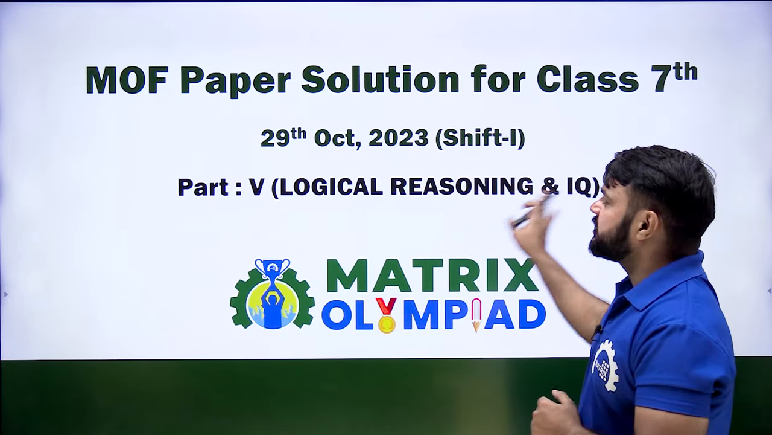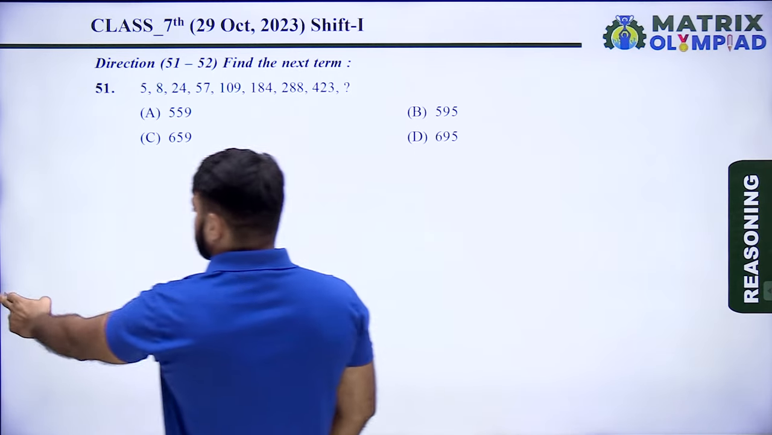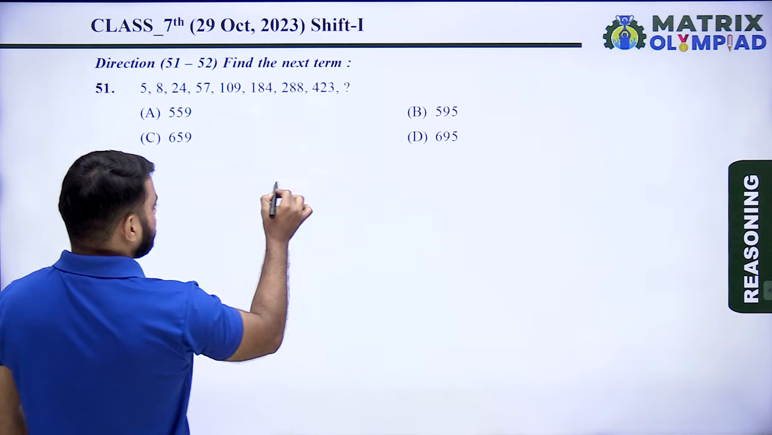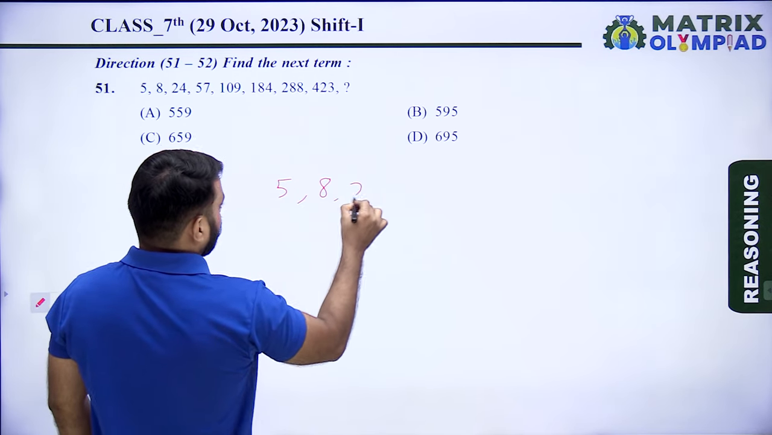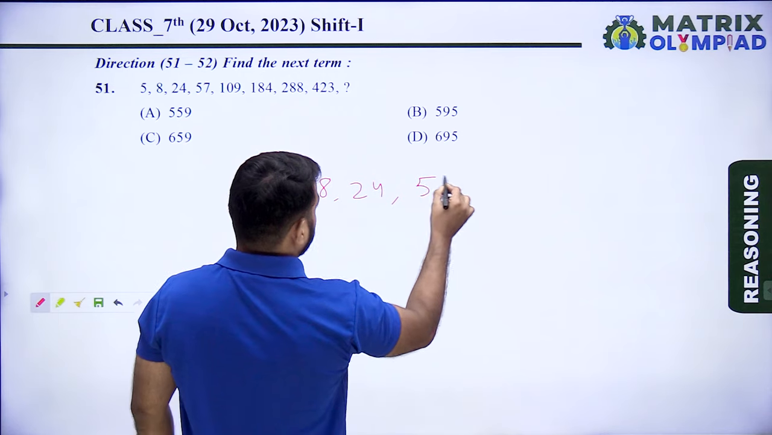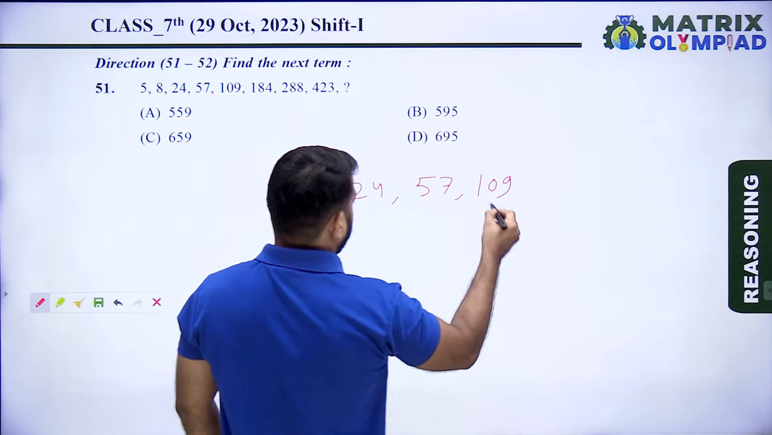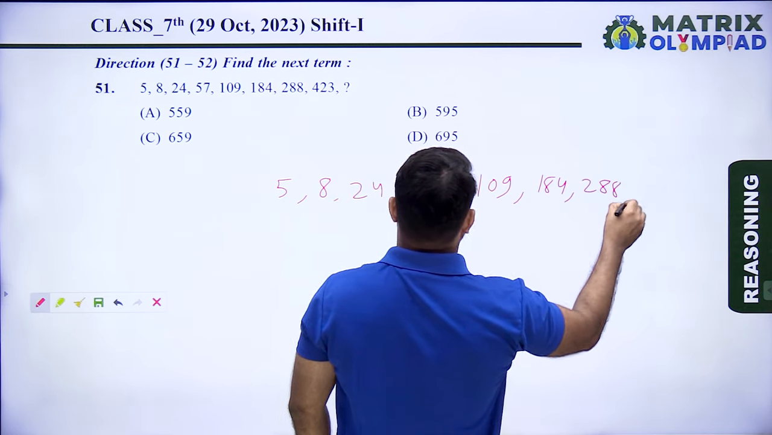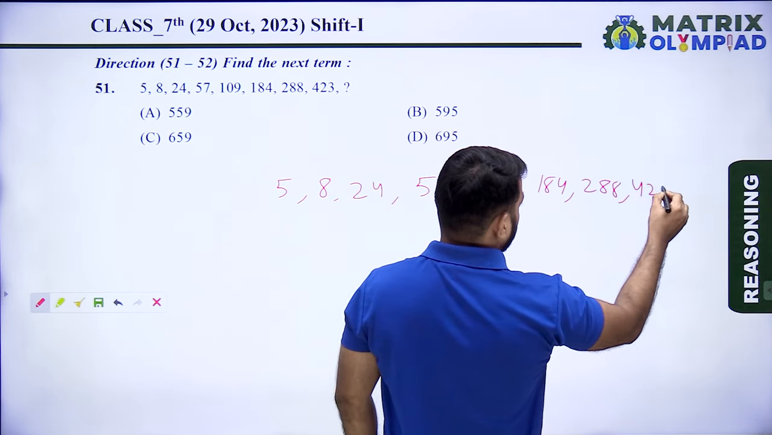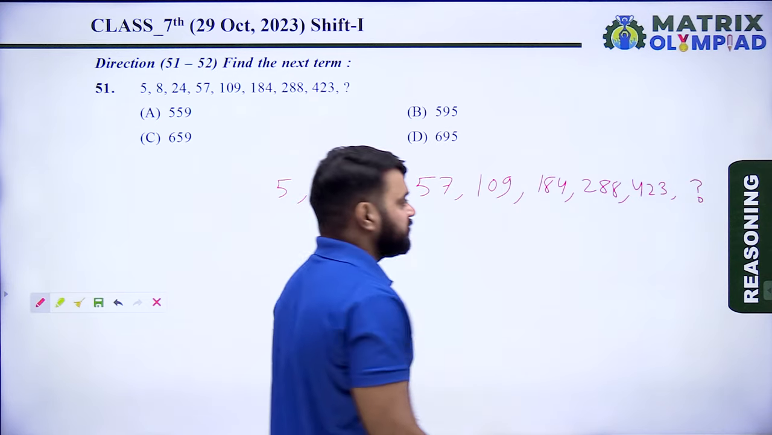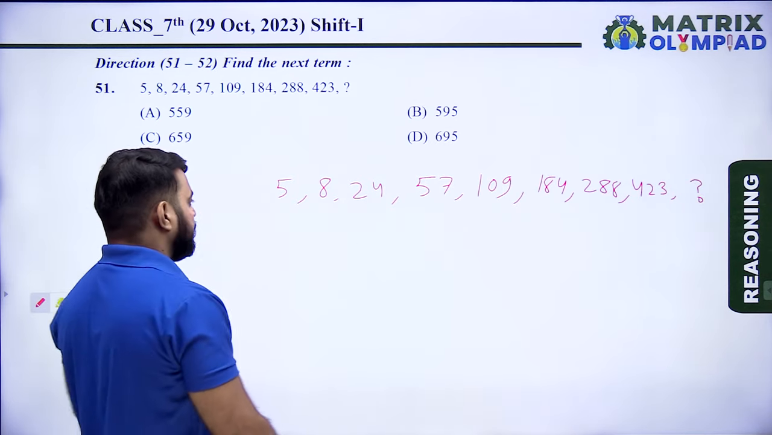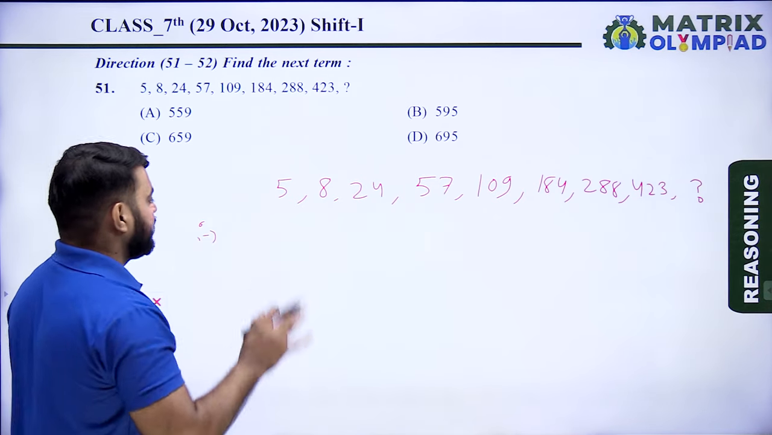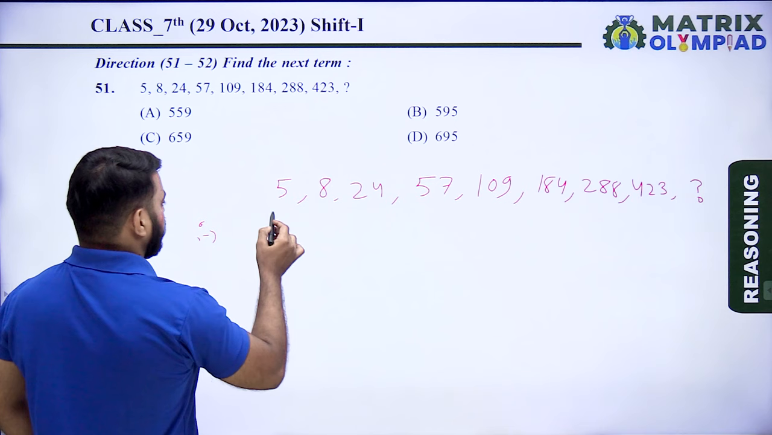So let's get started. So question number 51 and 52. Find the next term. So series is 5, 8, 24, 57, 109, 184, 288, 423, and find the next number of the series. So first find the pattern of the series. First find the difference between two consecutive terms.